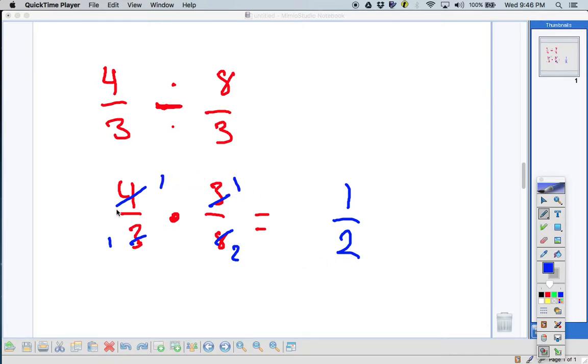So this is one of those cases where seeing the things that are in common that you can cross out actually makes this problem much easier. If you hadn't, you would have gotten 12/24, which of course is also 1/2, because both 12 and 24 are multiples of 12. So our answer to the original question, 4/3 divided by 8/3, is 1/2.